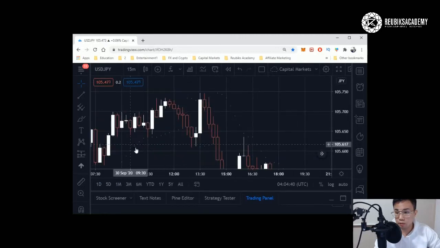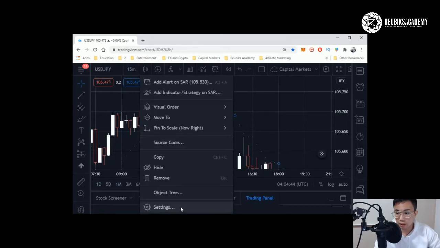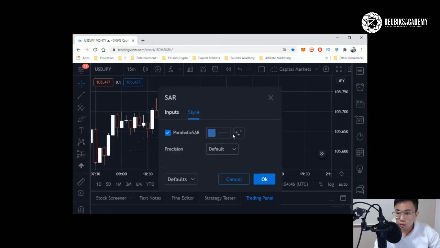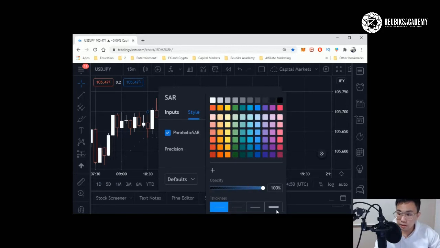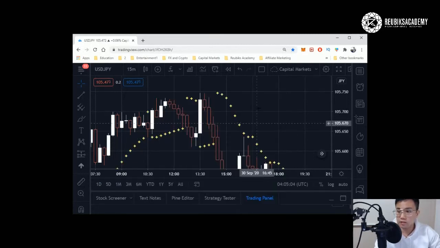If you feel that the dots are a bit too thin, you can click on settings. You can actually change the color, the opacity. You can make it thicker if you want to, or less thick. I wouldn't suggest the thickest, I would suggest either this or this. Usually I use this. So maybe you can change the color to yellow. Whatever it is, it's done.